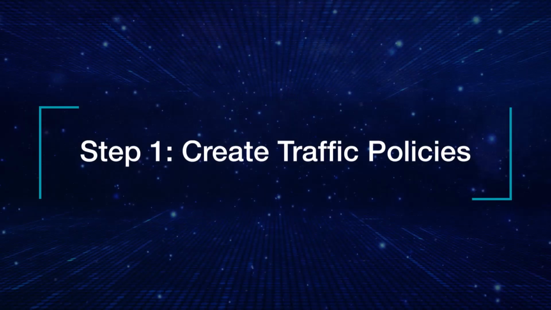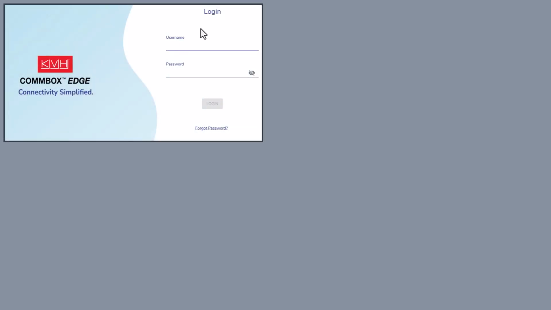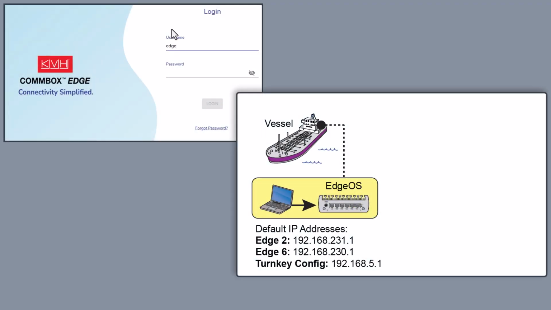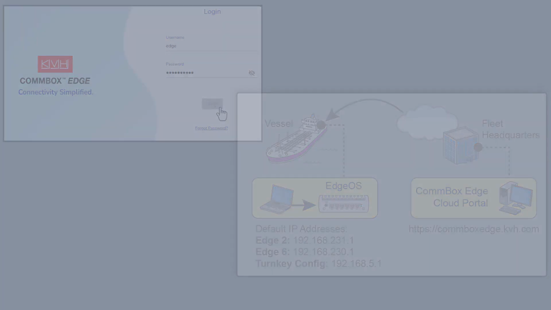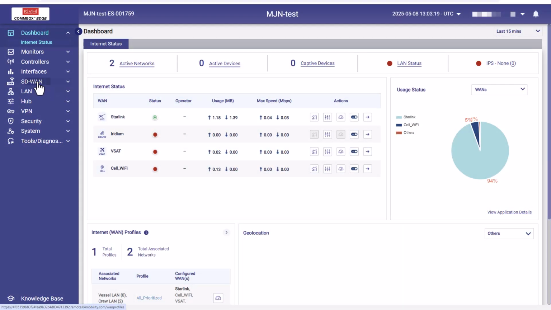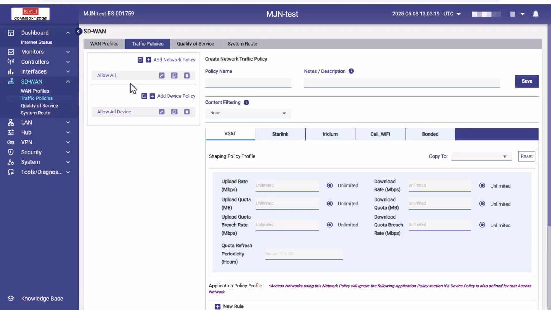The first step is to create traffic policies to define your application controls. Log in to the CommBox Edge OS, either locally via the onboard network or remotely via the CommBox Edge Cloud Portal. Next, select SD-WAN from the menu. Then select Traffic Policies. Now create a new network traffic policy.